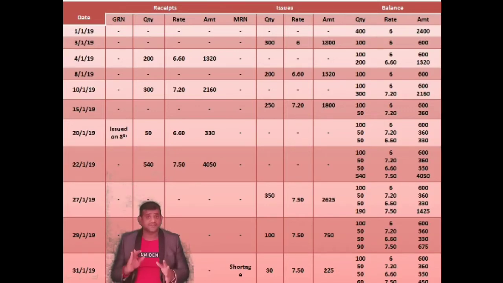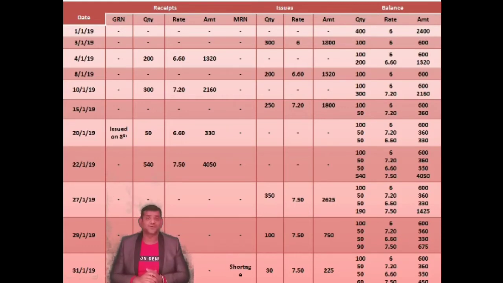Now let us solve the problem. Let us find the solution for the given problem. On 1st January 2019, there were no receipts and no issues. There was only an opening stock. So GRN nil, quantity nil, rate nil, amount also nil under receipts. Under issues, MRN nil, quantity nil, rate nil, and amount also nil.